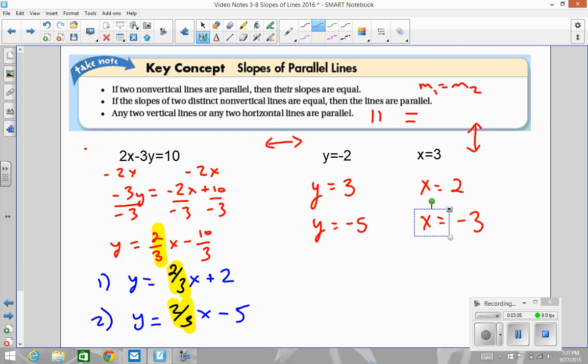People always have problems with those horizontal and vertical lines. I will be testing that, guaranteed, on the test.